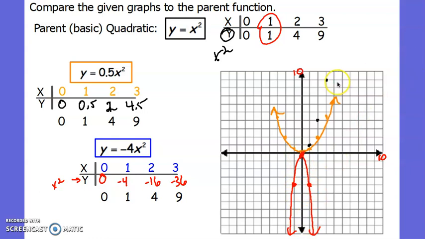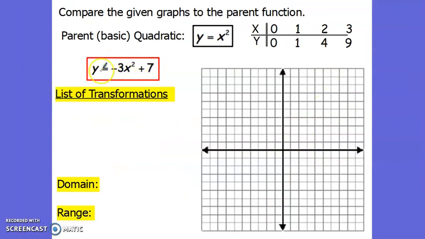All right, let's do one more example where we mix a few things in. Again, take a second, pause the video now. How would -3 affect my y-coordinates? And how would a +7 affect them? List off those transformations, and then we'll take a look at the graph and see how that affects both the graph and what we call the domain and range.